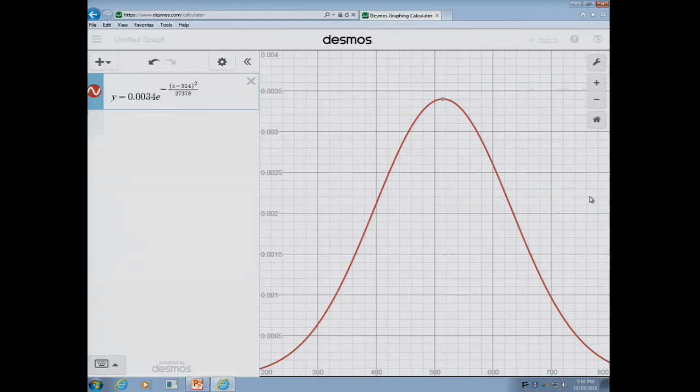What you're looking at is a Gaussian. And the Gaussian is a bell curve with a peak. And look at what the peak is. The peak is at x equals 514. And if we split this bell curve in half, half of the students will be over on the right side with a score higher than 514, and half of the students will be on the left side with a score lower than 514.